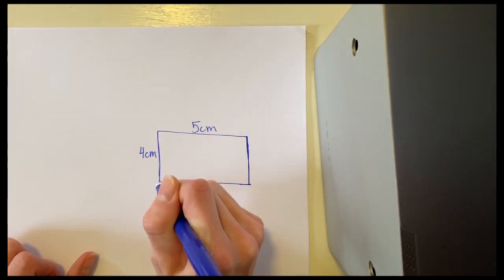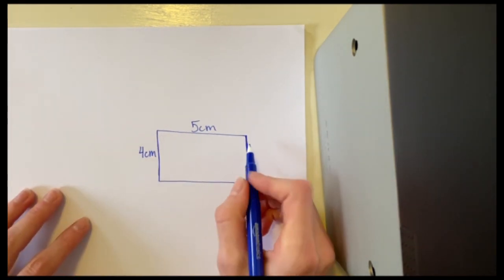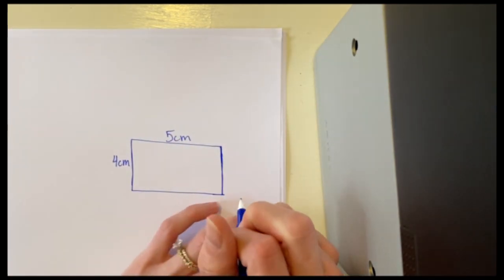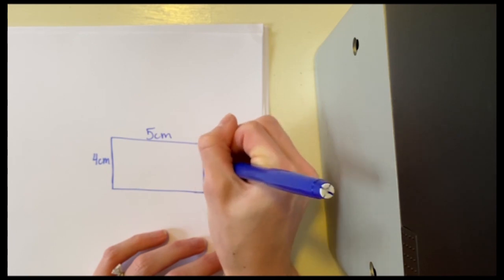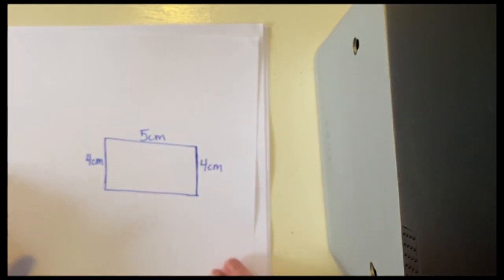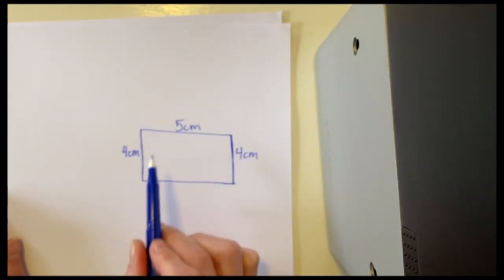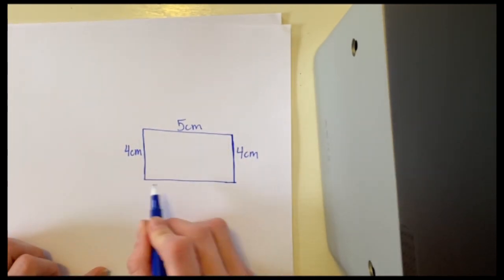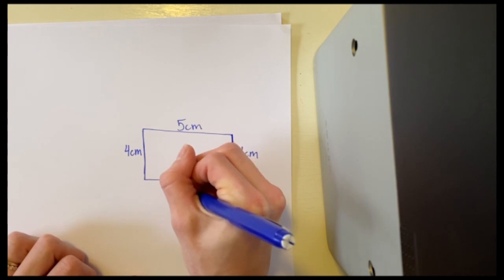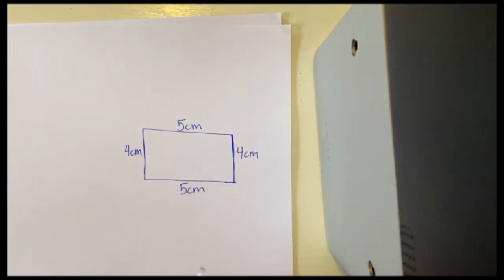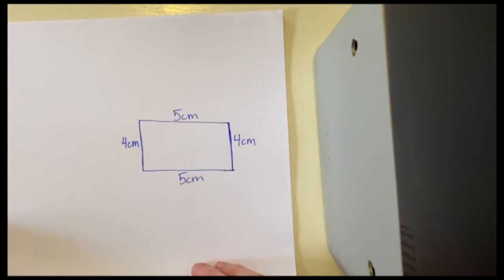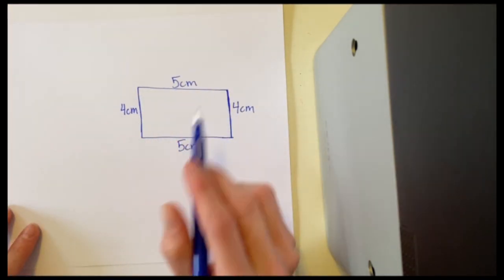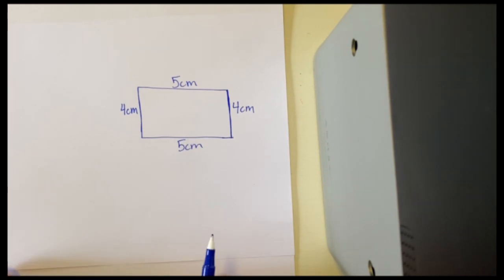If this side is 4 centimeters, then I know that this side is also 4 centimeters. So I'm going to go ahead and label that. If this side is 5 centimeters, then this side is also 5 centimeters. Now, if we're trying to find the total length, which is perimeter, I have to add all of these up. You can add them any way.